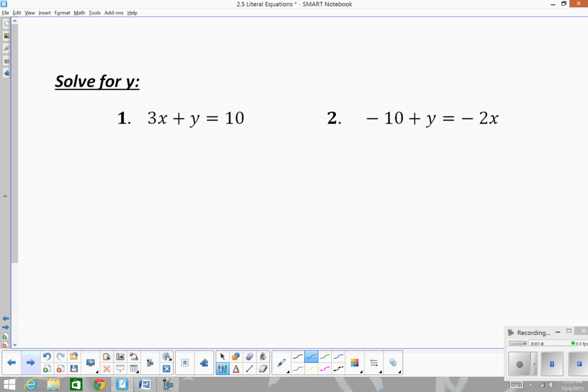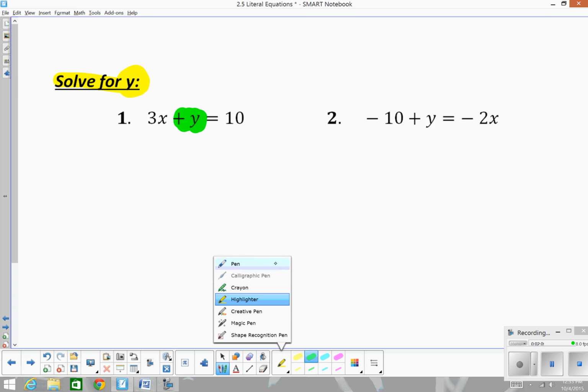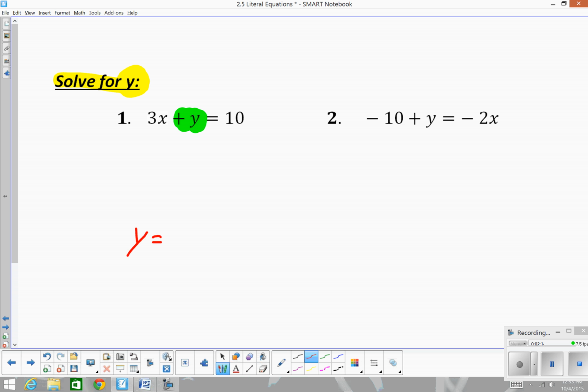All right. So now for the first two, we want to isolate for what variable? Y. So what I want to go ahead and do is let's just highlight that Y. Now I'm saying, okay, I want to isolate that Y or solve for that Y, which means my final answer is going to have Y equals something. Now what side is the Y on right now? It's on the left side. So if my Y is on the left side, I want to move everything over to the right side.